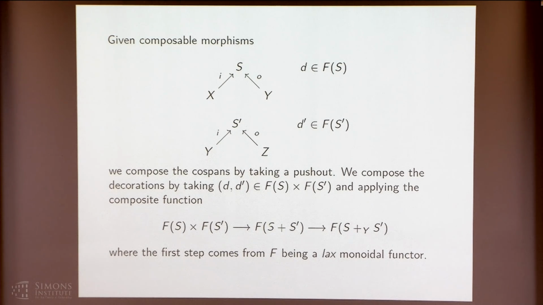And then, because f is a functor, and we have a map from the disjoint union to this pushout, we get a map from f of the disjoint union to f of the pushout. So in our example, this just says you take your two Petri nets, you set them side by side, and then you stick them together, where the second step is the sticking together part.